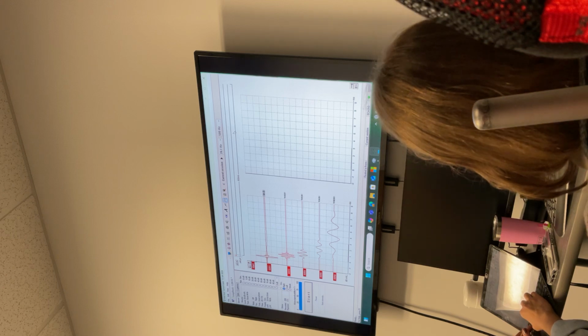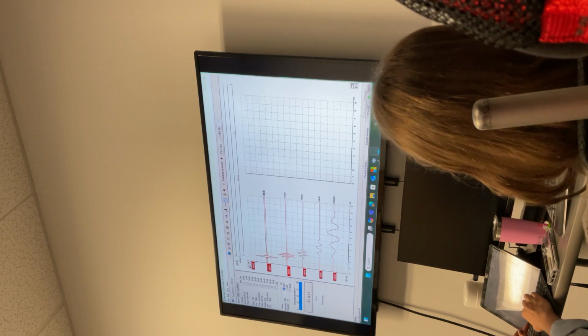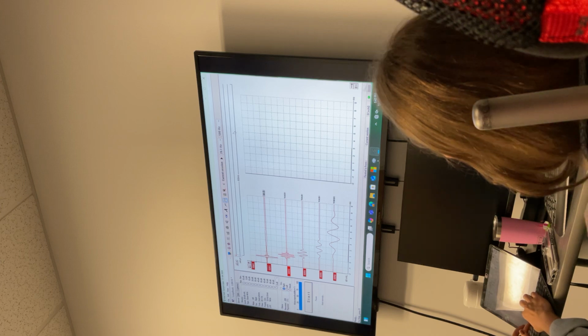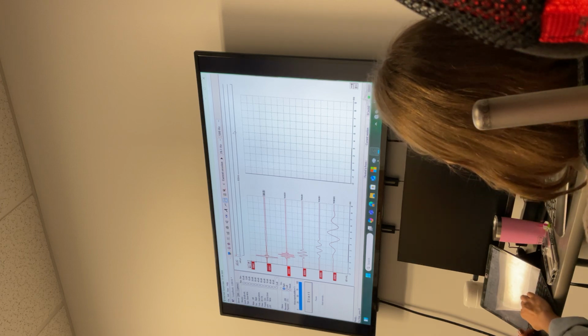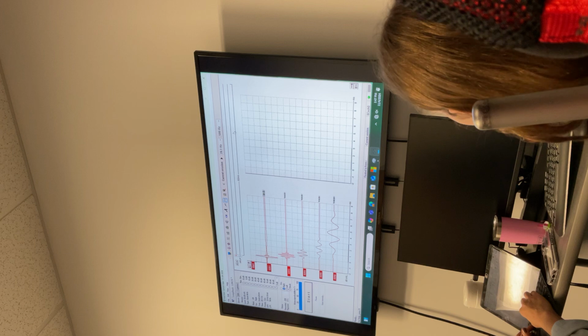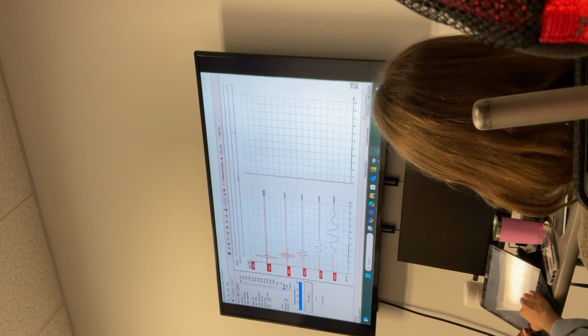Calibration is a little more complex. They connect it to a sound level meter, check the level and all that. They also do the same thing. They use the oscilloscope to visualize.